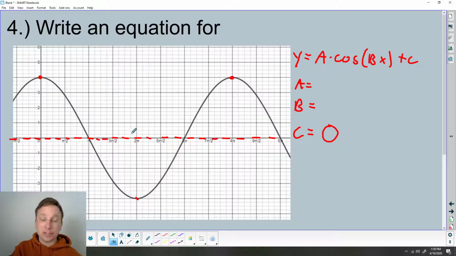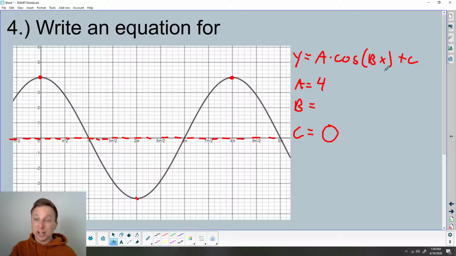Now we can find our amplitude. Well, we already actually talked about that. Our amplitude is the distance above the principal axis to hit a maximum and below the principal axis to hit a minimum. We said that was 4. So finally, the last thing we need to do in this case is solve for our b value, which is transforming our period.